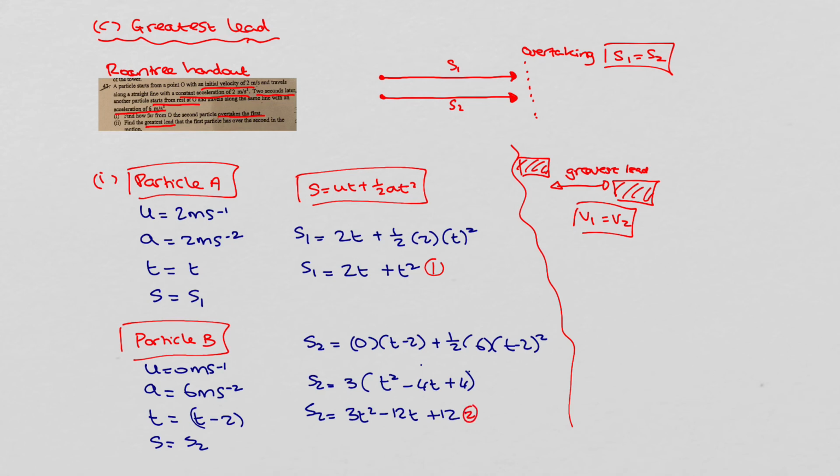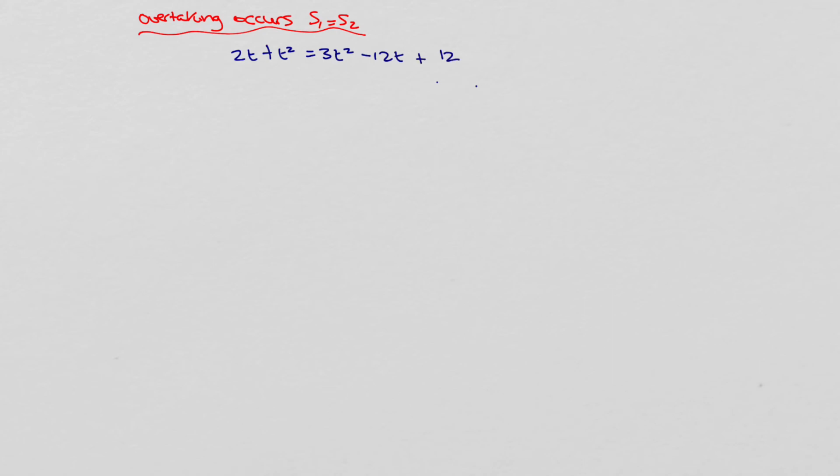So now we know when overtaking occurs that their distance travelled will be the same, because they started at the same place. So that gives us 2t plus t squared is equal to 3t squared minus 12t plus 12. Bring everything to one side and simplify. Gives us t squared minus 7t plus 6 equals 0, once I divide across by 2 there.